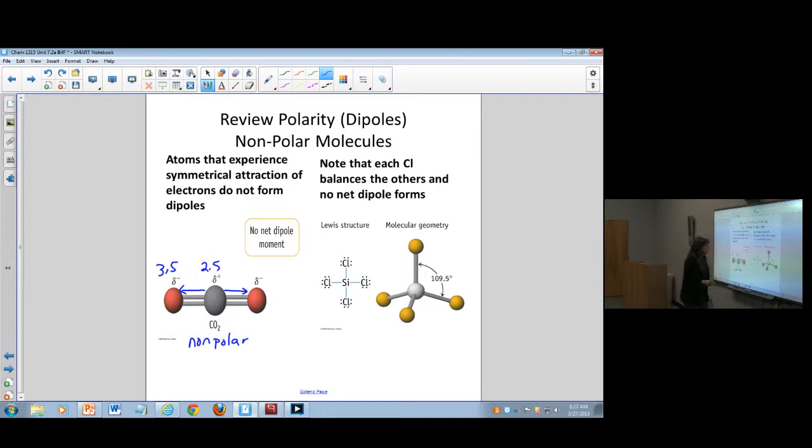Likewise, we looked at structures like this SiCl4, and that turns out to be a tetrahedral arrangement. It's both molecular and geometry arrangement, and so this molecule is also not polar. It's nonpolar, and technically we call that nonpolar covalent.